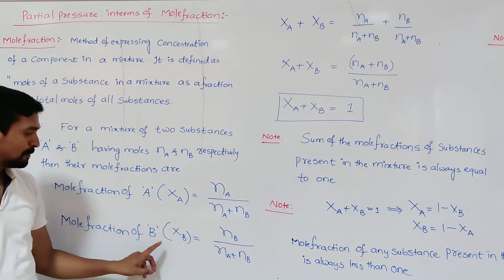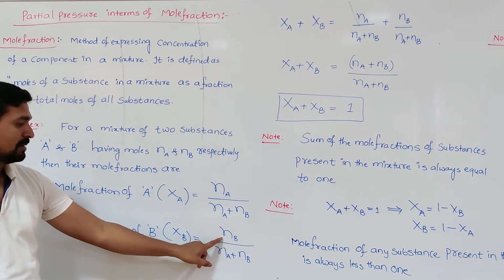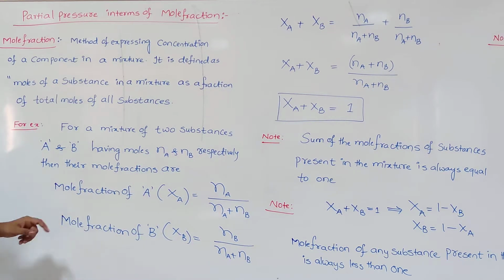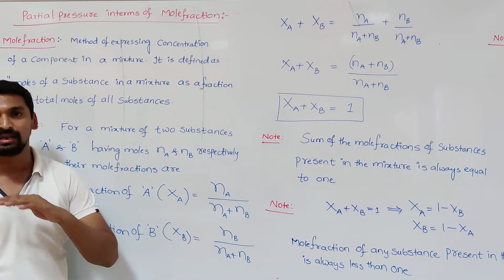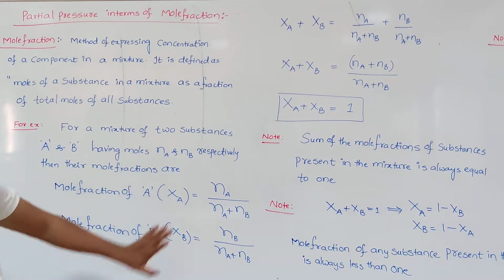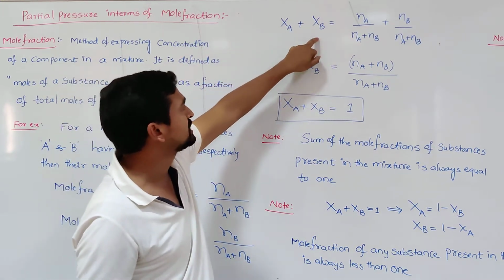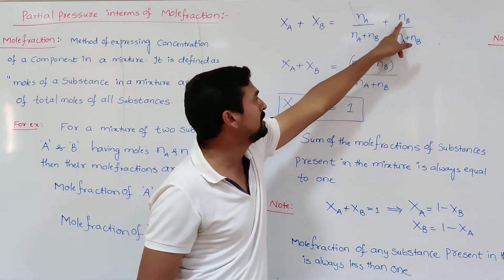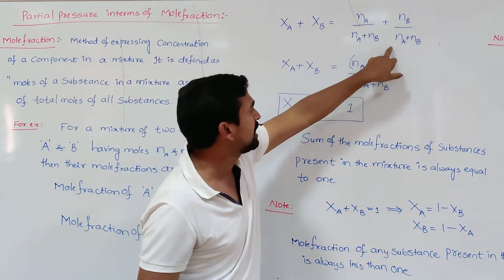Similarly, the mole fraction of B, Xb, is equal to the number of moles of B, that is Nb, divided by the total number of moles, Na plus Nb. So these are the mole fraction of A and the mole fraction of B. The sum of the mole fractions of all the components present in the mixture is always equal to unity. We can prove it now: Xa plus Xb is always equal to 1. How do you get this? Xa plus Xb is equal to Na by Na plus Nb, plus Nb by Na plus Nb. What is common here? 1 by Na plus Nb.